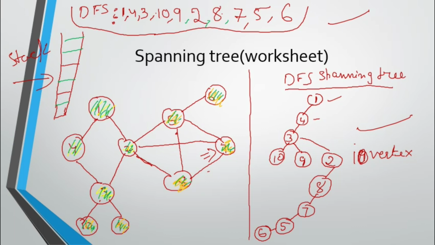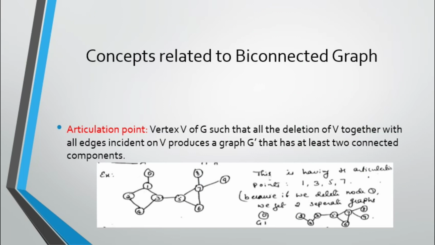How many edges? 1, 2, 3, 4, 5, 6, 7, 8, 9. 9 edges. Yes, it is a spanning tree. In a spanning tree, there are no cycles and one edge less than the number of vertices. Remember that. Okay, so that is about the spanning tree concept. Next we'll study your last concept, that is the biconnected graph. So what is a biconnected graph?